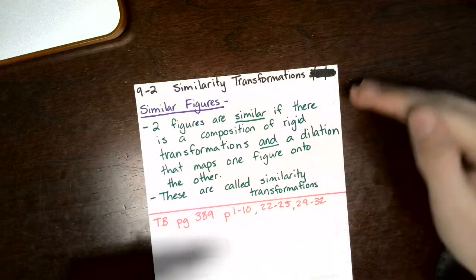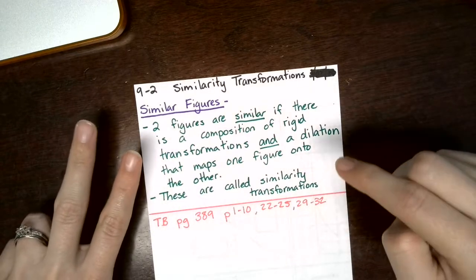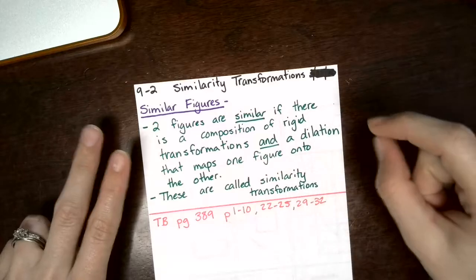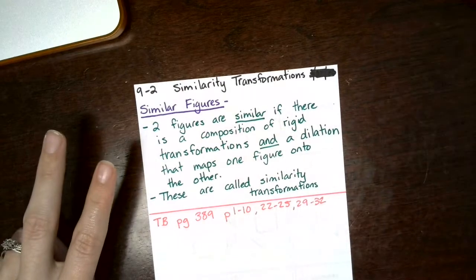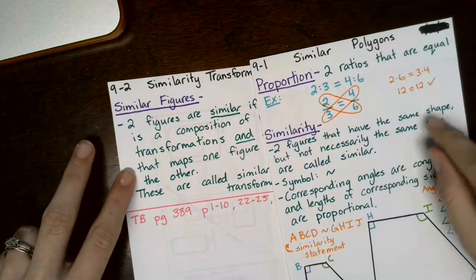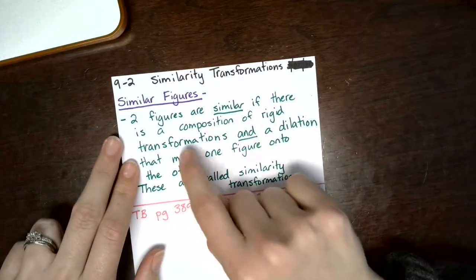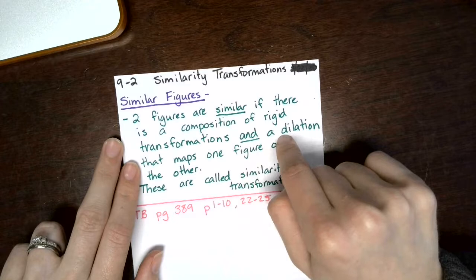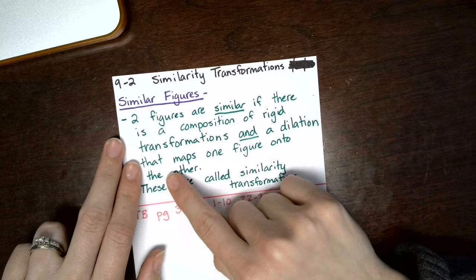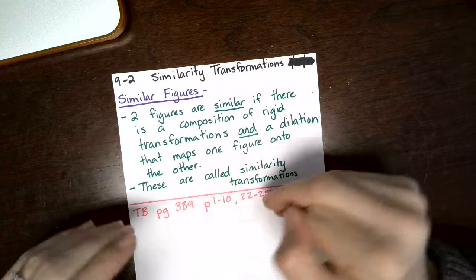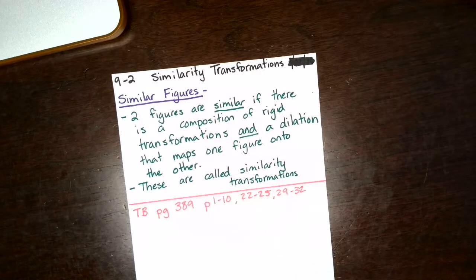Rigid means it does not change size or shape. And we said two figures were congruent if there was a composition of rigid transformations to get from one to another. Now for similar figures, remember, similar figures are the same shape but a different size. So two figures are similar if there's a composition of rigid transformations and a dilation. Remember, dilation is the one that changes size but doesn't change shape, that maps one figure onto the other. These are called similarity transformations. We're going to look at some examples of that here in the textbook.